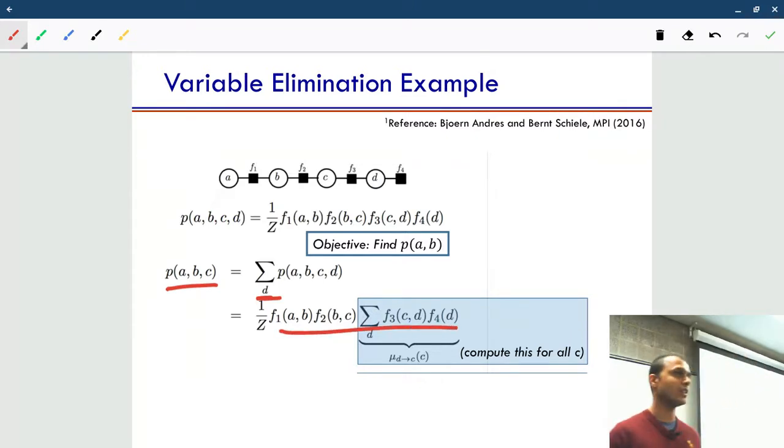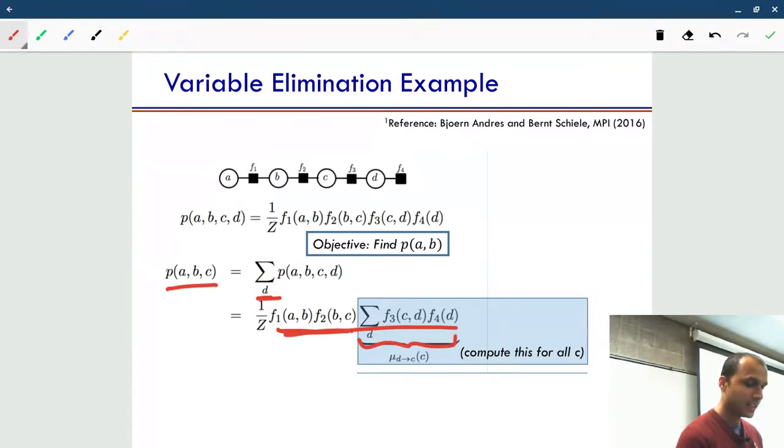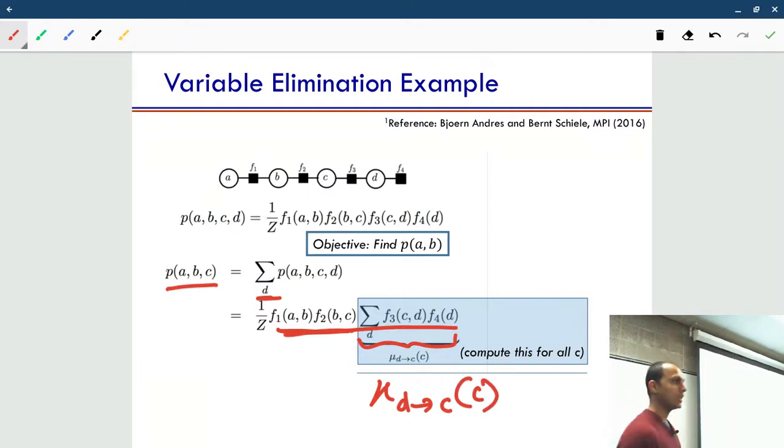You don't have to multiply all of them together and then sum over the rows which include d. So I push the summation inside, because the first two factors don't involve d. Then the summation over d, I'm going to represent as mu of d to c of c. What is this notation?